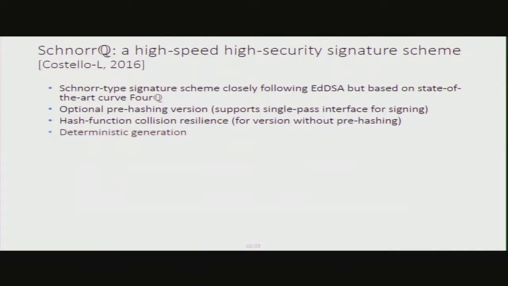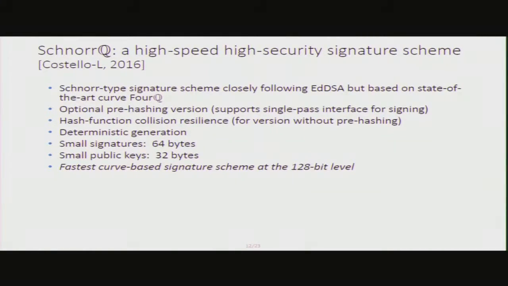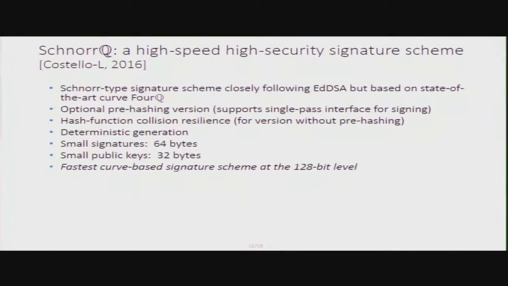Now, this is a Schnorr-type signature scheme, so you have a deterministic generation. You don't need randomness per signature, as, for example, is the case of ECDSA. And as in the case of EdDSA, we have small signatures, 64 bytes in size, and small public keys, 32 bytes in size. But the relevant feature here is that we have, at least to my knowledge, probably the fastest curve-based signature scheme at the 128-bit security level.